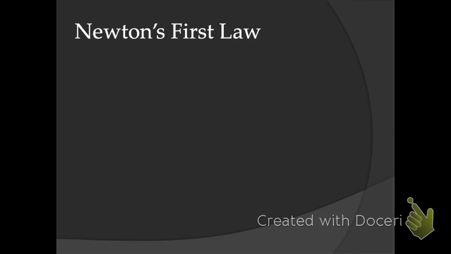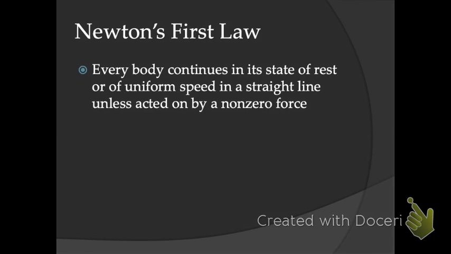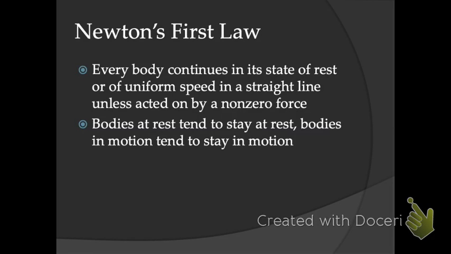Newton has three main laws that we're going to talk about. Any idea on the first one? It's very famous. Newton's first law is called the Law of Inertia. It basically says every body continues in its state of rest or in its state of speed until it's acted on by a non-zero force. Okay, and this is the way we usually abbreviate that law of inertia. It means bodies at rest tend to stay at rest. Bodies in motion tend to stay in motion.